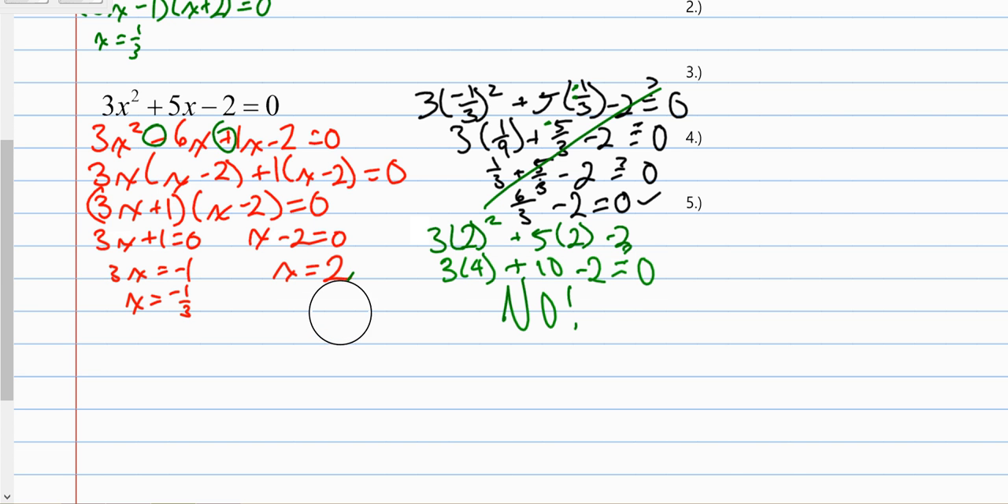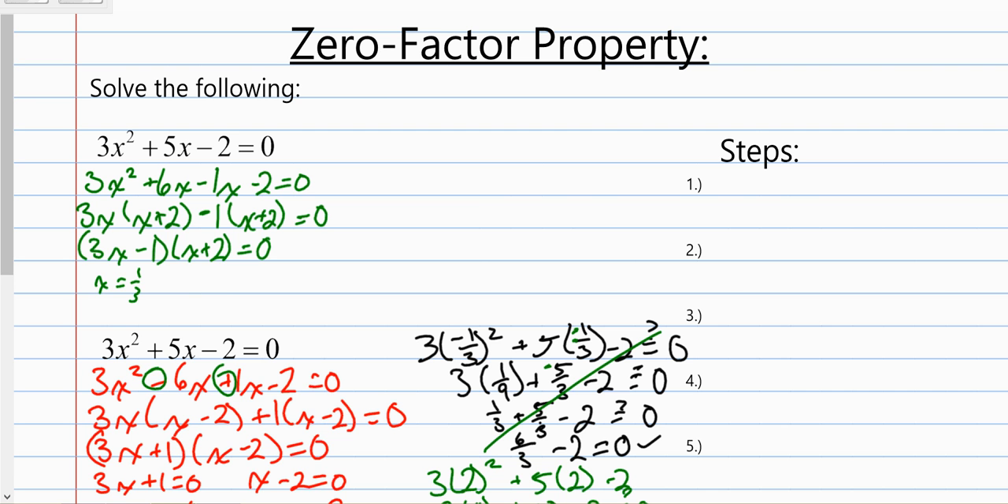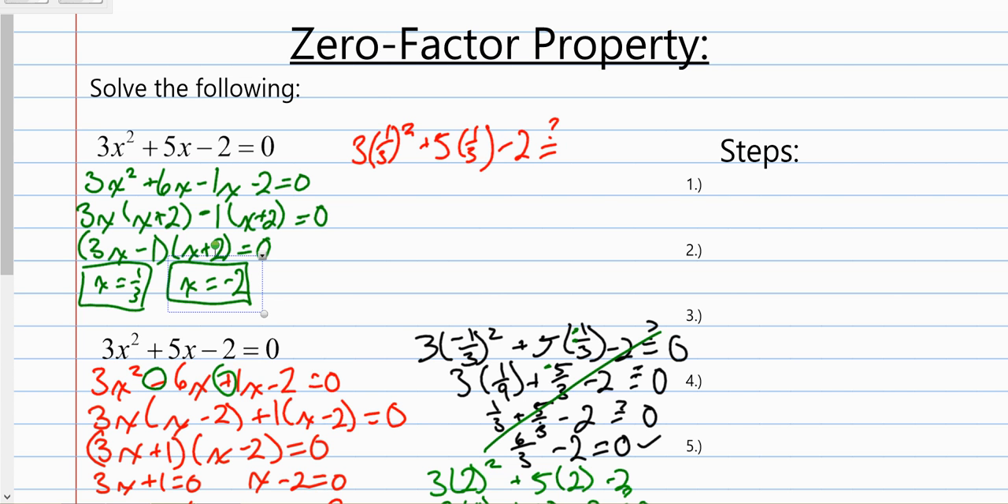Equivalently, this would be x equals -2. And these would be our answers. And when we check them, again, we will check both in the original equation, because that's the only way to know if we made an error. 3 times 1/3 squared plus 5 times 1/3 minus 2 should equal 0.